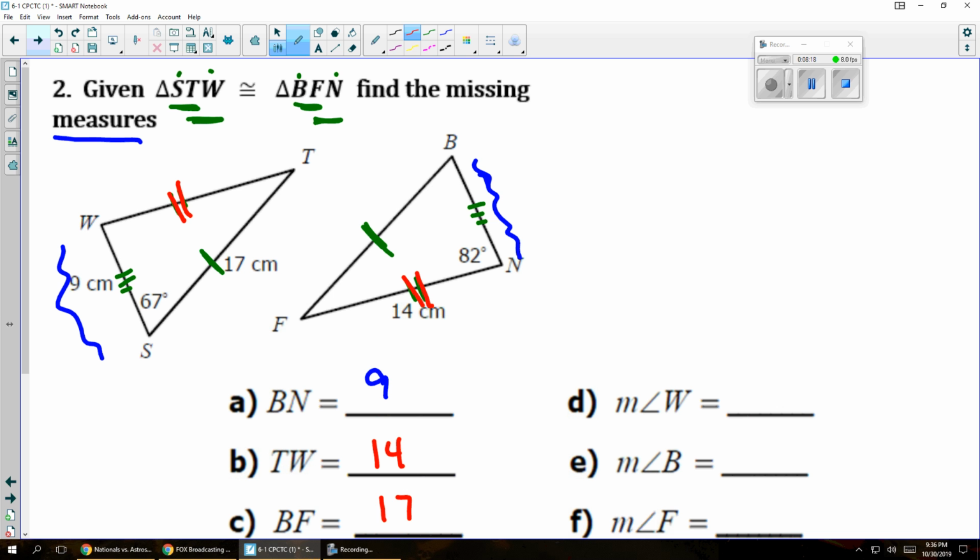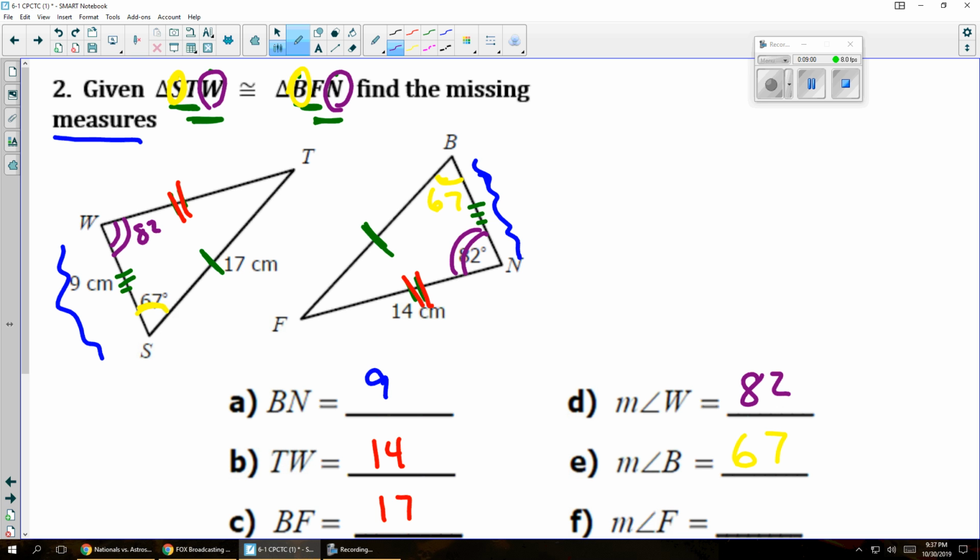Okay, now I know that angle S, for example, matches up with angle B. So if this is angle S, it matches up with this angle. So if S is 67, then B is 67. They match up. Corresponding parts of congruent triangles are congruent. The next one talks about W. W is this last letter, so it matches up with N. So that must be 82.